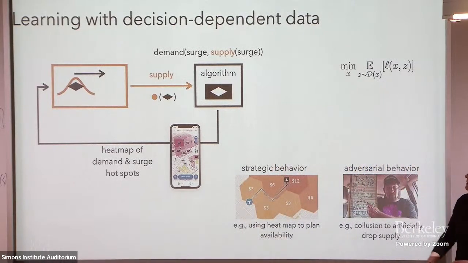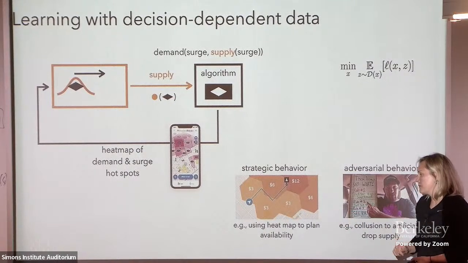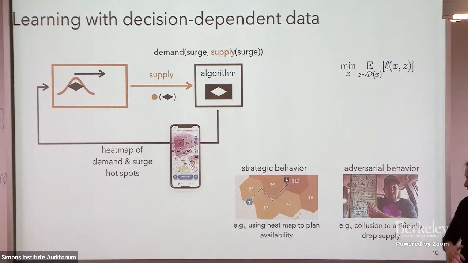So now you have the drivers reacting to the information shown on the heat map. That behavior can either be strategic, where they're planning their day, asking where am I going to go to maximize my individual revenue, or it could be adversarial, like this collusion example.